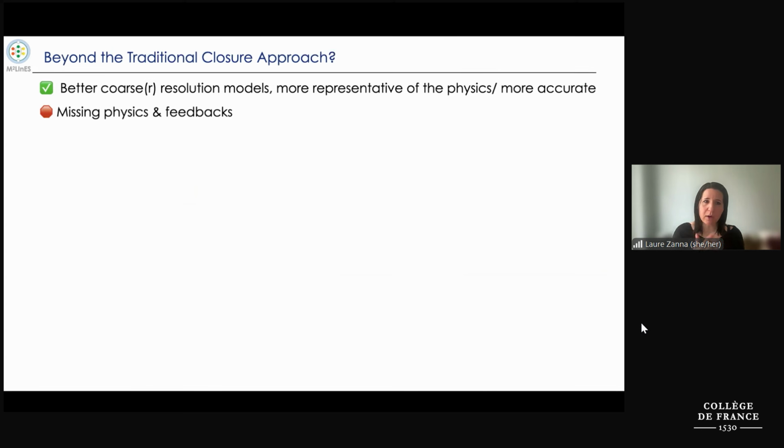Okay, so now I want to switch gears a little bit and ask a big question, which is, okay, we have a model, right? We resolve part of it.